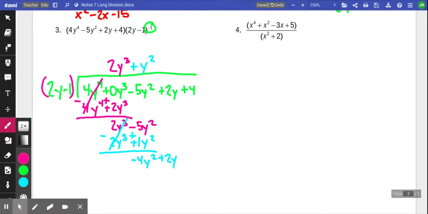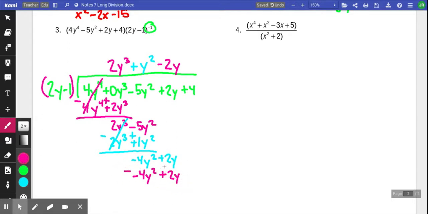And then I ask myself, 2y times what gives me negative 4y squared? And that is going to be negative 2. And then this is y to the first. I need y to the second, so that's going to be negative 2y. So negative 2y times positive 2y is negative 4y to the second. Negative 2y times negative 1 is going to be positive 2y.